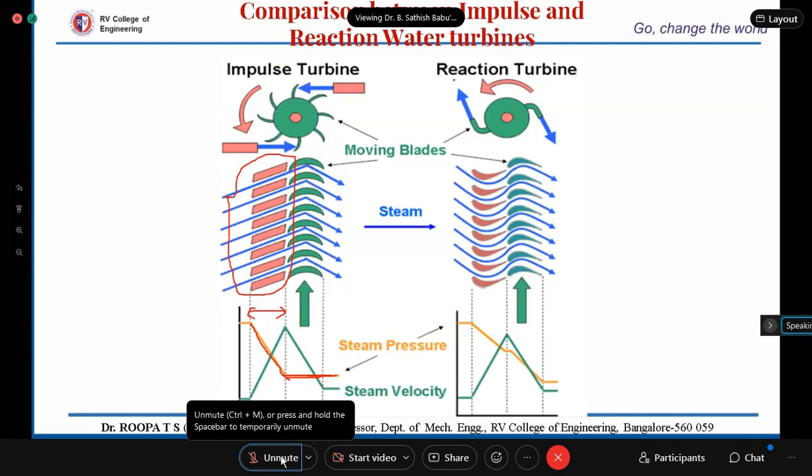If you look into the reaction turbine, the nozzle effect is provided by the aerofoil structure of these blades, the fixed and moving blades. Okay, just a second.